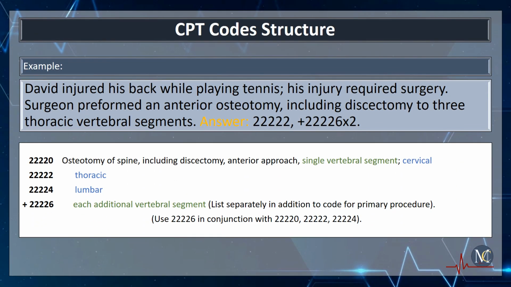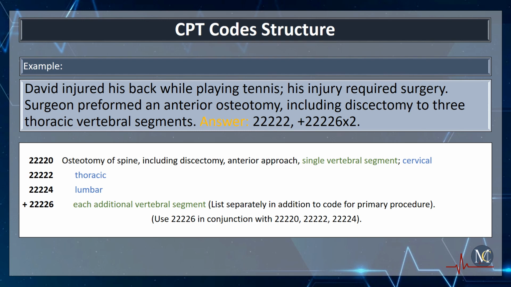Let's take the same example but with different procedure. David injured his back while playing tennis. His injury required surgery. Surgeon performed an anterior osteotomy including dissectomy to three thoracic vertebrae segments. In the given example, the procedure was performed on three thoracic vertebral regions. So the correct primary code is 22222. The primary code 22222 is for single vertebral segment and the procedure was done on three vertebral segments.